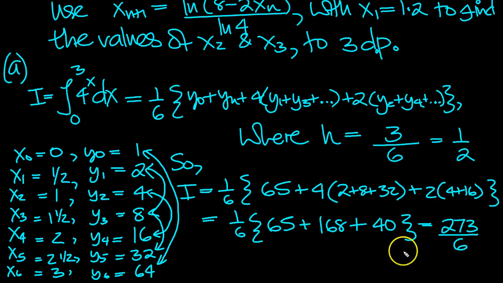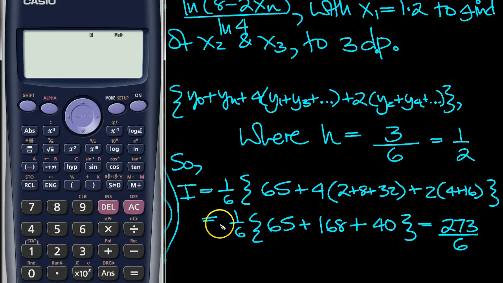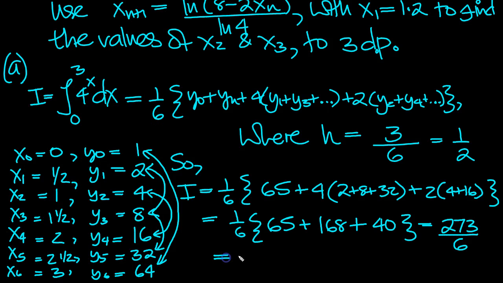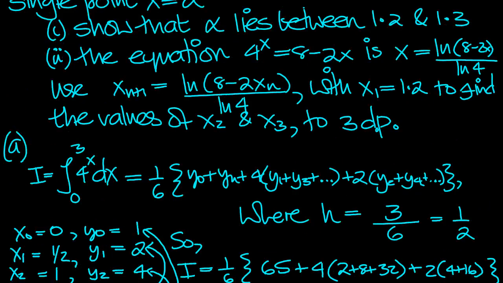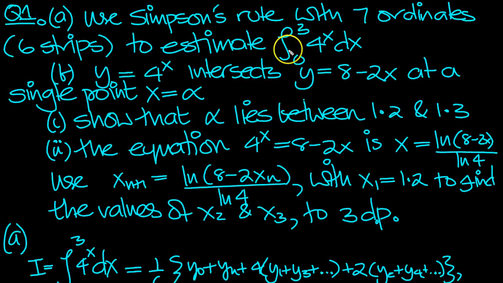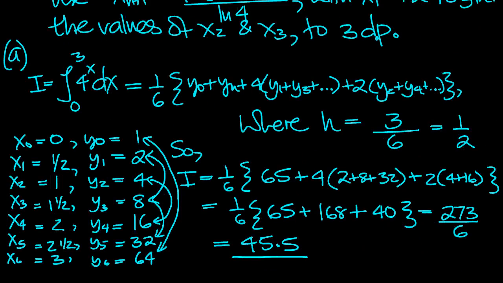So I'm going to tap this in the calculator to make sure I get that answer correctly. We got 65 and 168. Let's check that: 65 plus 168 plus 40, 273, divided by 6 equals 91 over 2, which is good. 45.5. So there's Simpson's rule to estimate this, which we've done. That's part A completed then.